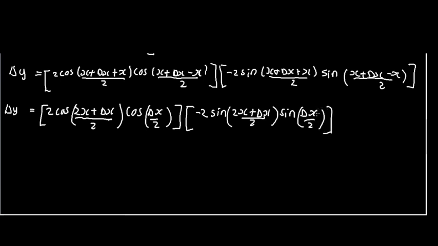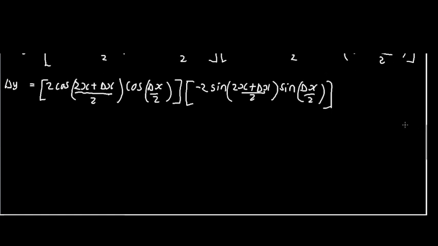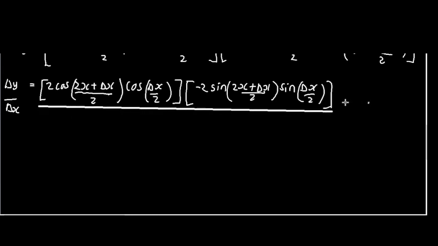From there, you can see that 2x plus change in x over 2 can simplify to x plus change in x over 2, and the same applies to the other part. Then you can divide through by the change in x, and then we take the limits. On the left side we shall have change in y over change in x, and on the other side we shall have the whole of this part divided by the change in x.